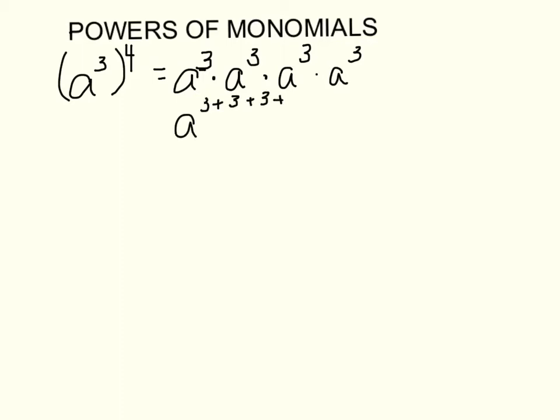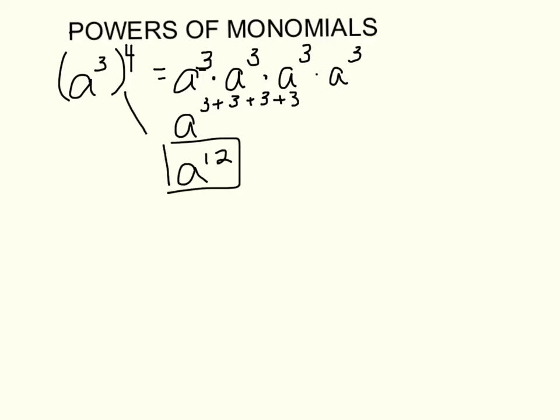Now you can simplify it like this. We're taking a to the third times itself 4 times. Now, if you use the rule from yesterday, it says, since we have the same base, we're just going to add all the powers, and that would give us a to the 12th.